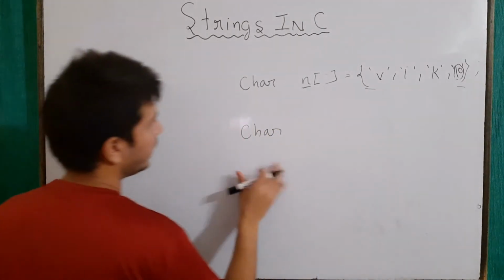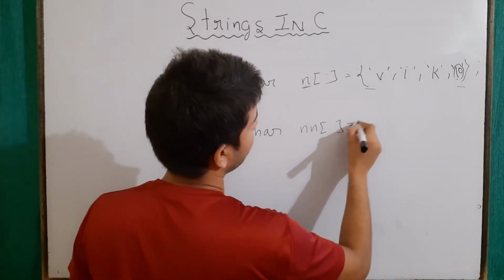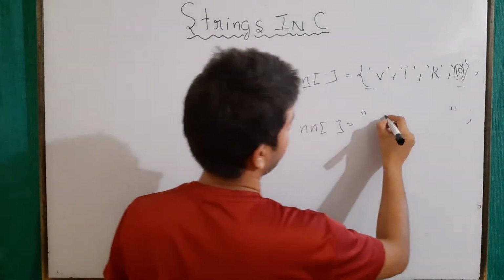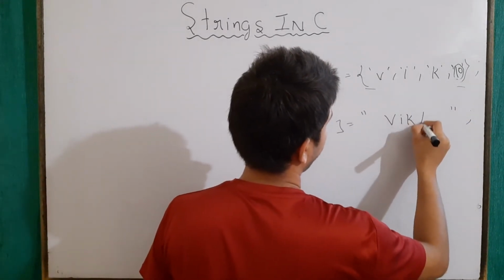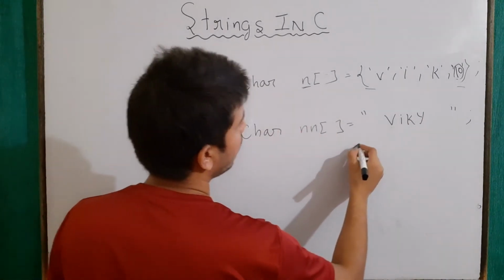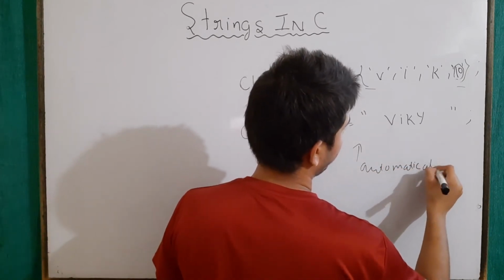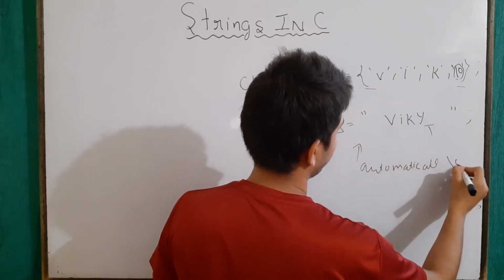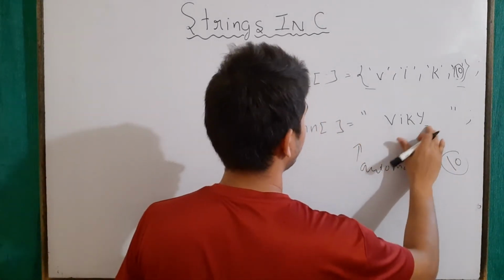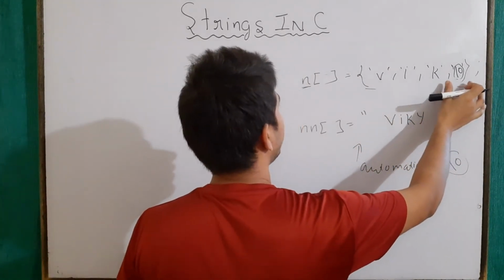Okay, what happens here is that I will write, let's say, this is NN, and I will simply write our string in double quotes. Let's say I write here VIKY. Okay, now that's all. It will automatically write \0 as a suffix at the end. We don't have to explicitly write it here, but in the other case we have to write \0 externally.